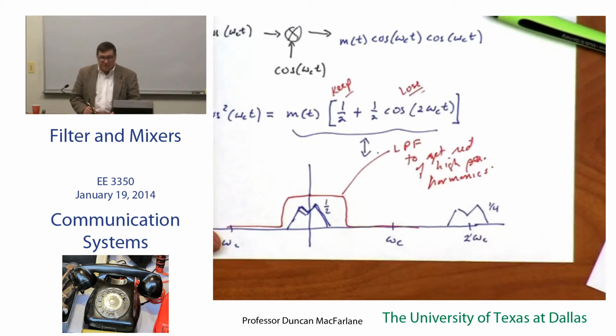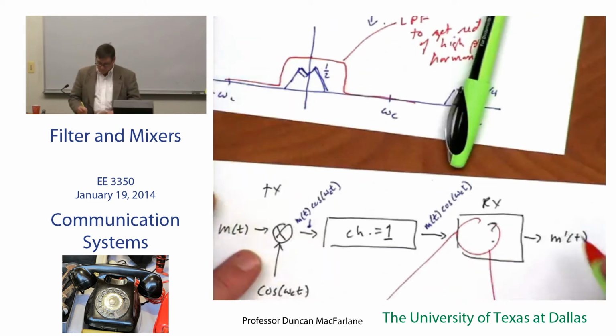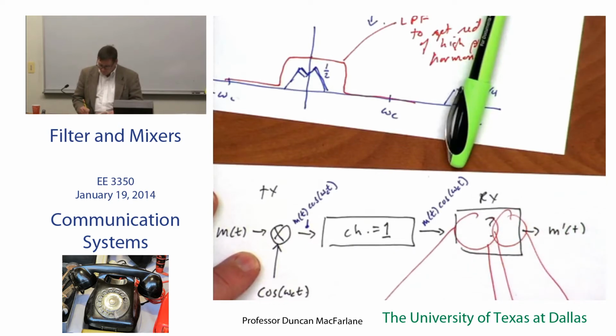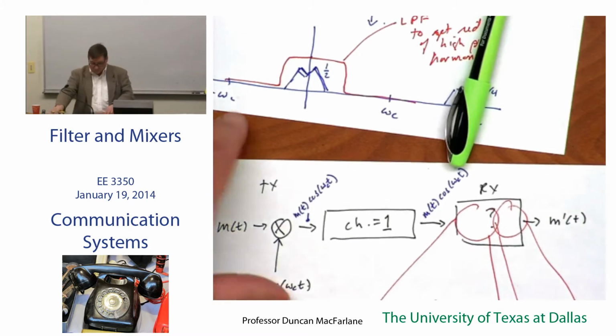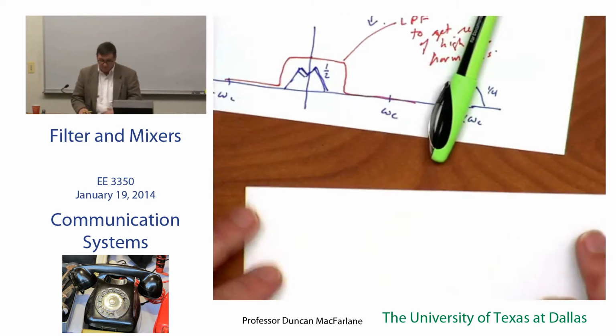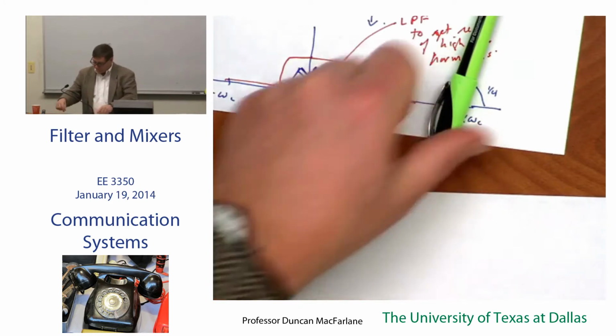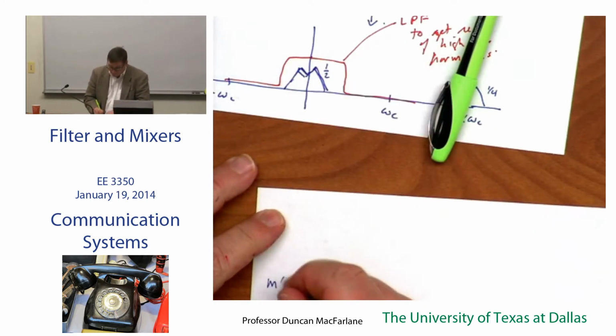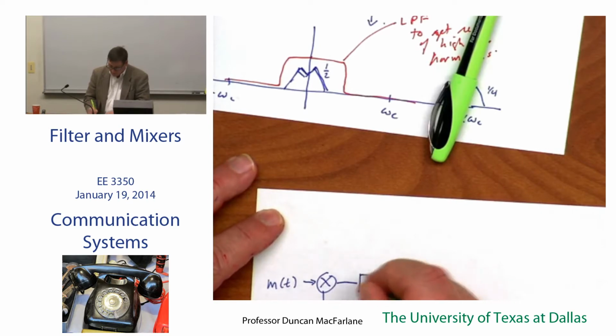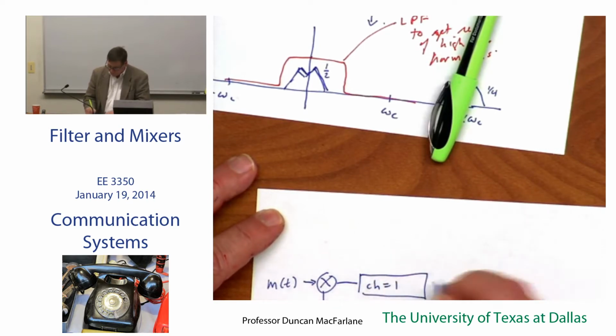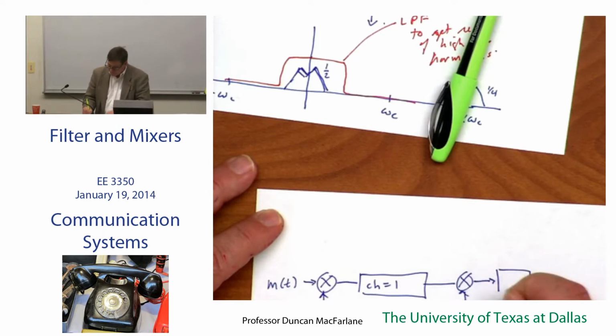So we want a low pass filter to get rid of the high harmonics. And that means the other half of this guy here is a low pass filter block. So our final system is M of t times cosine of omega ct through the channel equal to 1, through a cosine of omega ct there, through a low pass filter.